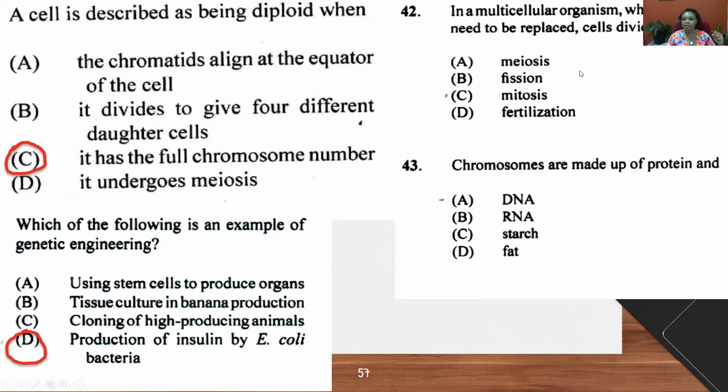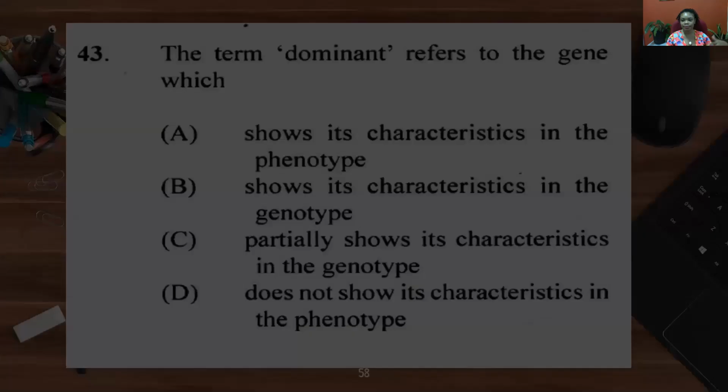In a multicellular organism, whenever cells need to be replaced, cells divide by mitosis. So when cells need to be replaced, for example your skin cells, they must be identical. In mitosis, you produce clones of the parent cell and you still have the diploid number. Meiosis is the opposite; there is variation. You wouldn't want that, so when cells need to be replaced, they must divide by mitosis. Chromosomes are made up of protein, which are called histones, and DNA.